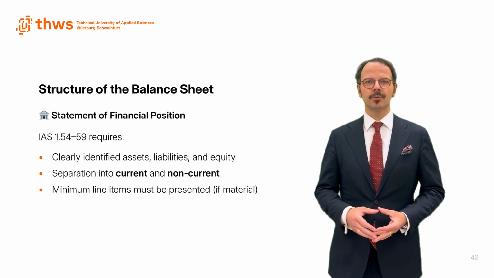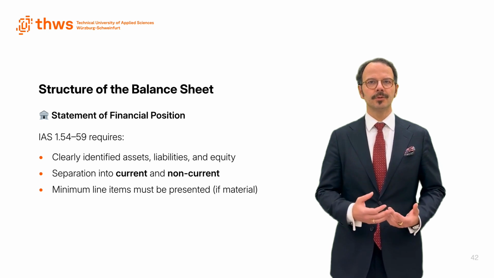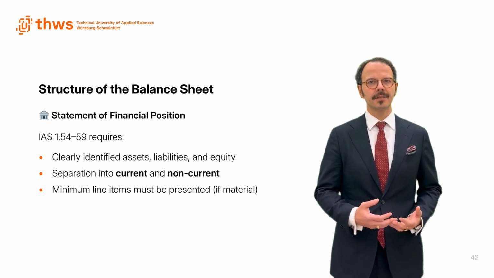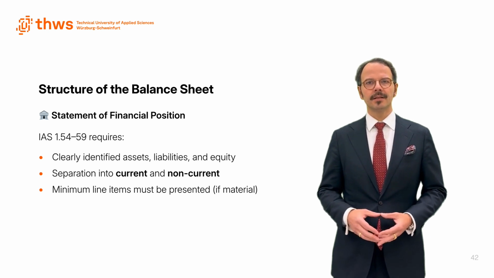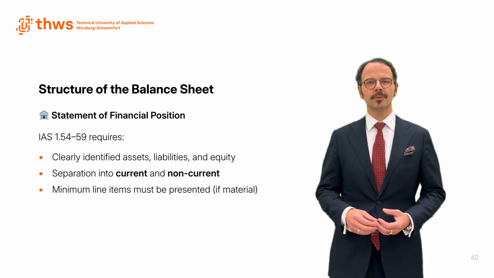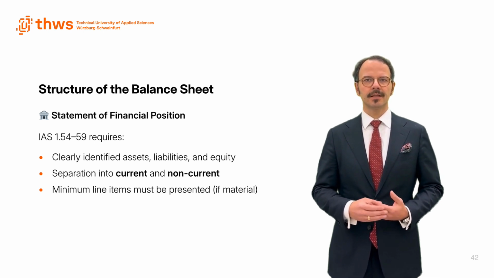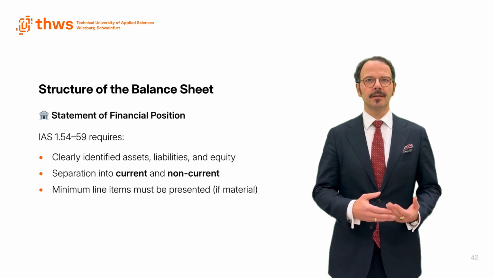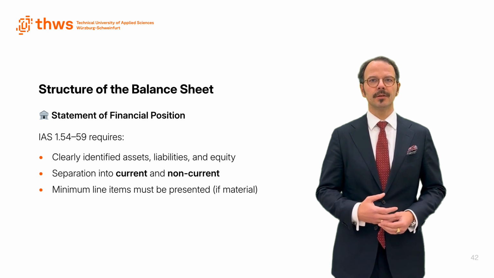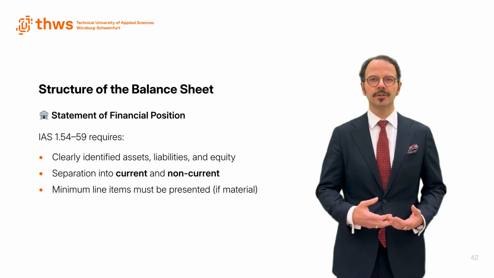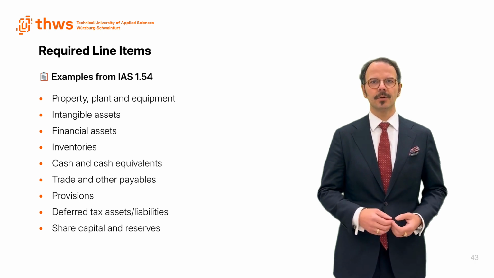IAS 1.54 to 59 tells us how this should be built. You need to present assets, liabilities, equity, and make it very clear which items are current and which are non-current. Also important, you need to include minimum line items, unless they're clearly immaterial. The goal: a balance sheet that's clear, comparable, and gives users a proper snapshot of the financial position at period end. IAS 1 doesn't leave it up to you to decide what to include.